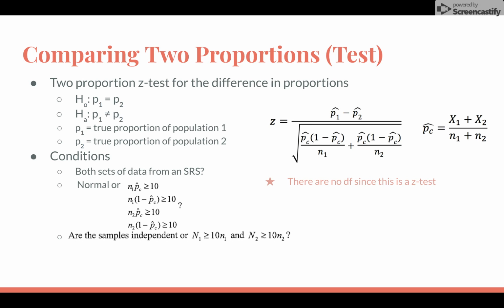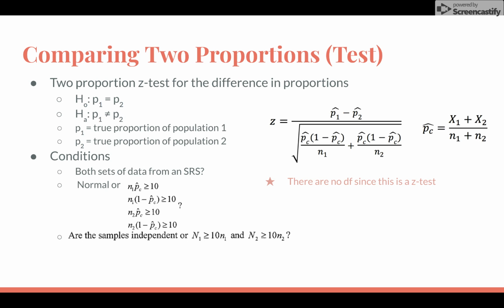And then in order to find the z value, you would use this big equation on the right. And in order to find the p hat c, you would also use that equation to the very right. And since this is a z-test, you do not have to state your degrees of freedom.